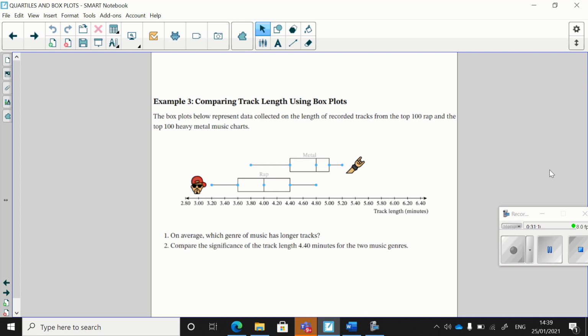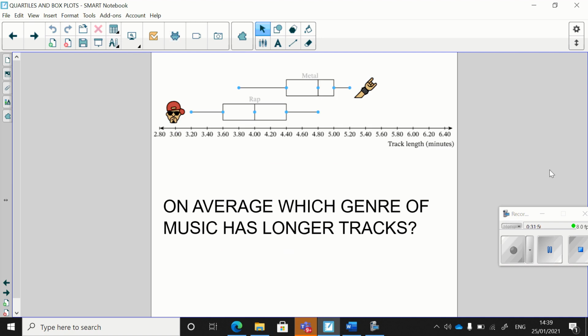Here, if you can see it, we've got two graphs, box plots, box and whisker plots, graphing the track length of songs, or tunes, as you like to call them. Hopefully you can see the questions here. On average, which genre of music has longer tracks, genre, the kind of music, and it says on average. So let's see, can we answer that? I've made it a little bit bigger here, so just be looking at it.